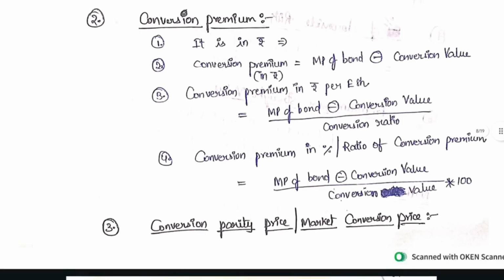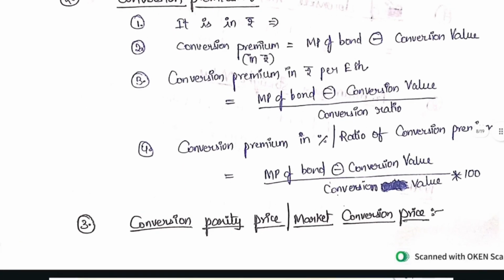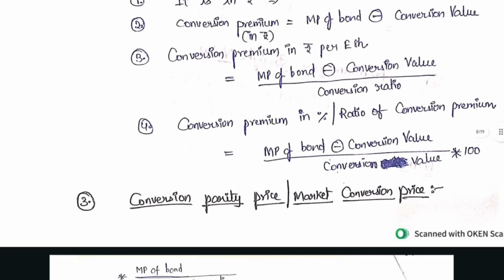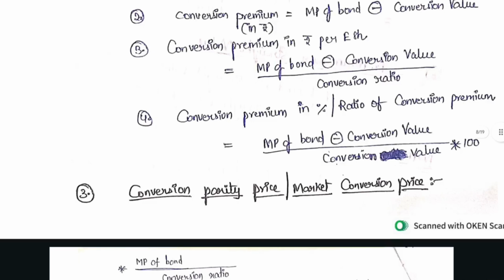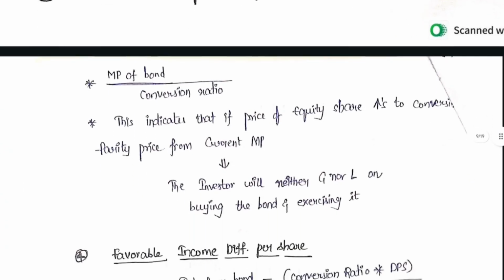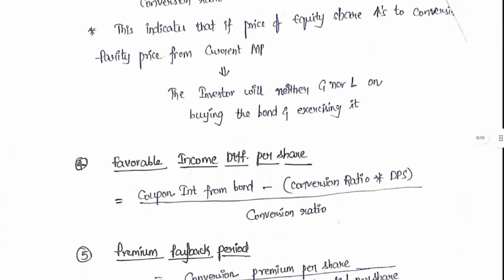Conversion premium in percentage, that is ratio of conversion premium, equals market price of the bond less conversion value, whole divided by conversion value, into 100. Conversion parity price or market conversion price equals market price of the bond divided by conversion ratio.